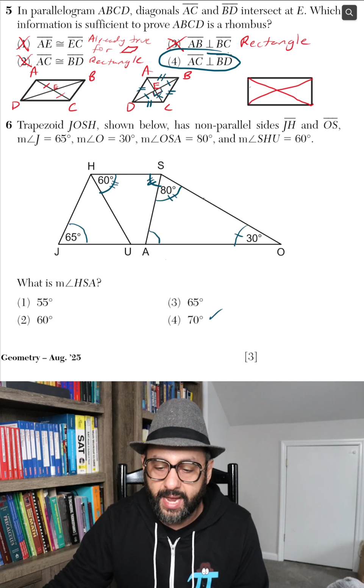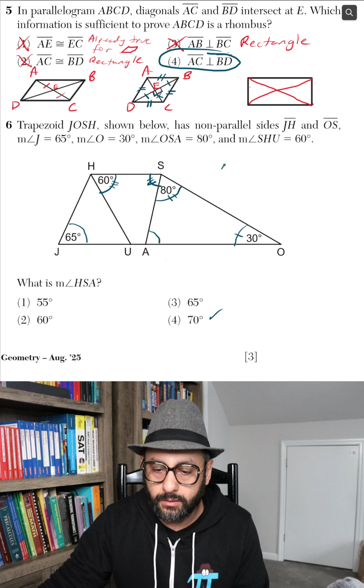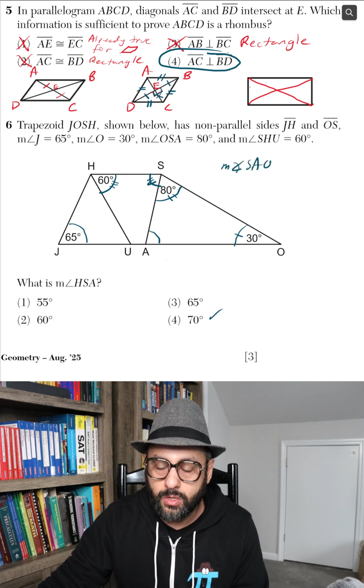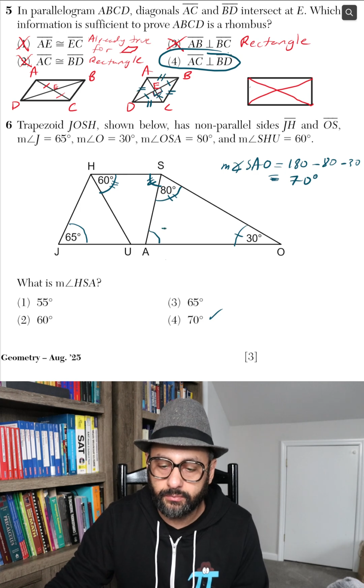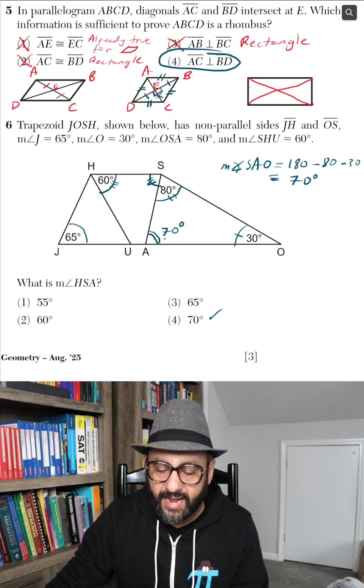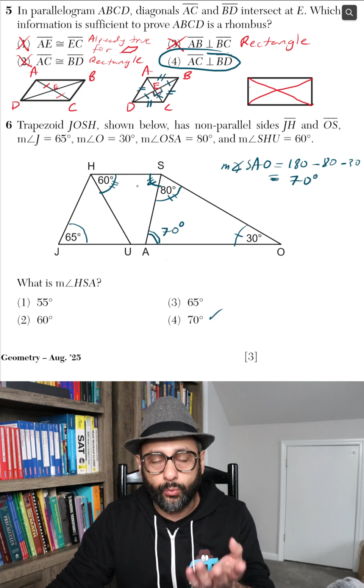So the measure of angle SAO is equal to 180 minus the measure of angle ASO, 80, minus the measure of angle SOA, 30, which is equal to 70 degrees. So 70 degrees. Okay? And in fact, there are other ways to do this problem.